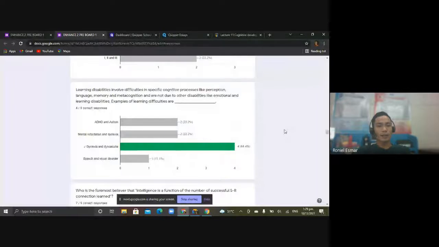Now for the next item: learning disabilities involve difficulties in specific cognitive processes like perception, language, memory, and metacognition, and are not due to other disabilities like emotional and learning disabilities. Examples of learning difficulties are: A. ADHD and autism. B. Mental retardation and dyslexia. C. Dyslexia and dyscalculia. D. Speech and visual disorder.